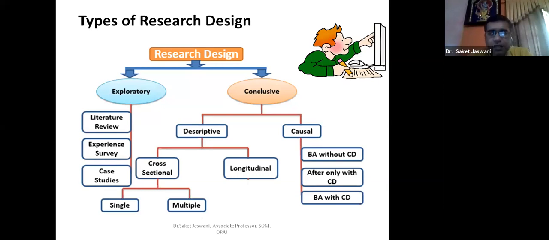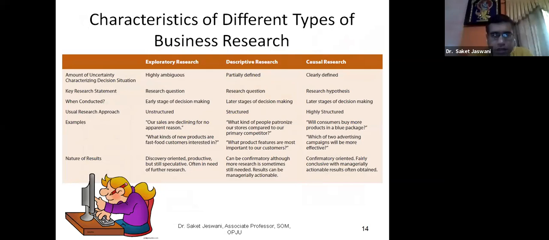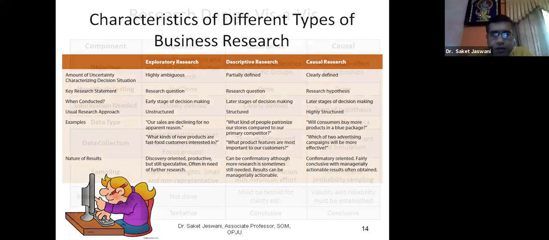Okay. This you can read later. I will share the slides. Difference between all the 3 research designs: exploratory, descriptive, and causal research design. You can go through it later. Again, this is a difference.